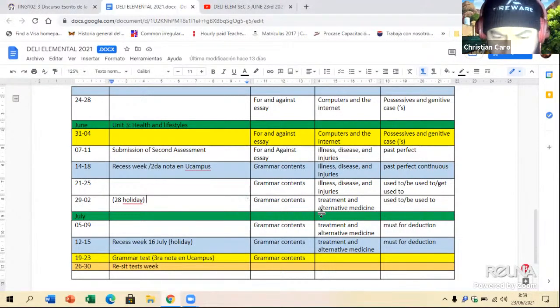Then we should be talking about treatment and alternative medicine. Next month, the recess week is from the 12th to the 15th, and July 16th is a holiday too. We are going to finish studying contents by the 15th of July, more or less. Then we're going to have the final assessment, which is the applied grammar test. It's about vocabulary and the grammar structures studied throughout the semester.